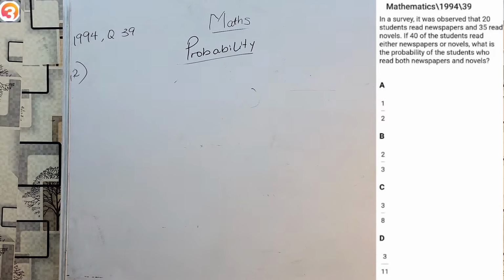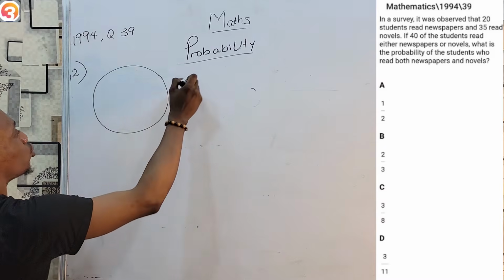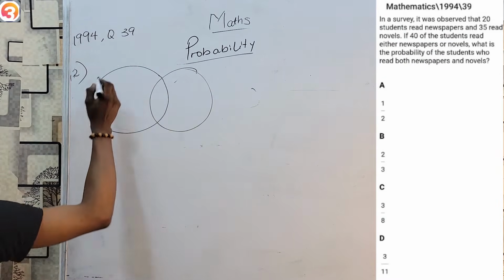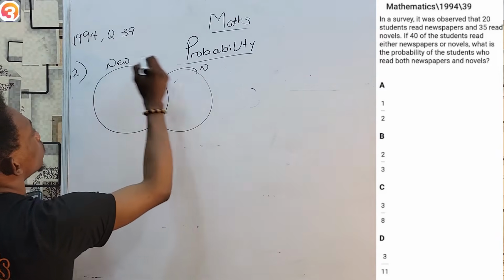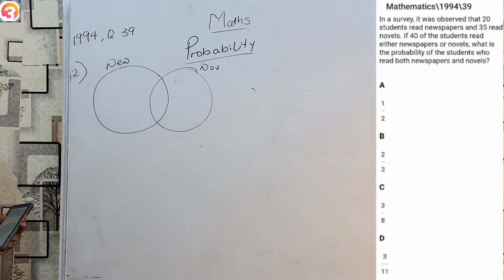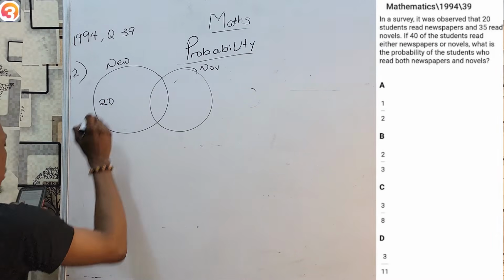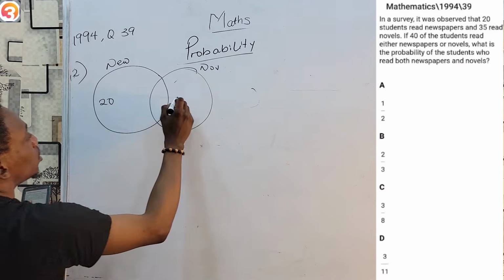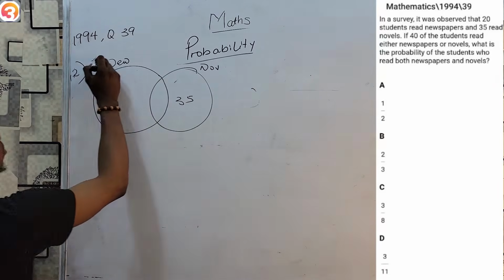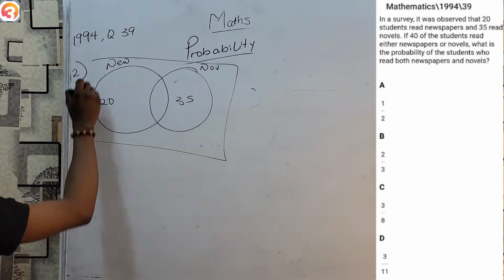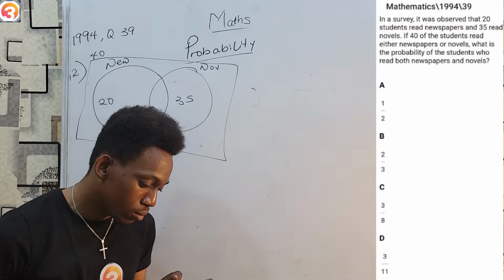Now, before the answers about probability, based on the nature of this question, your mind should go to sets, because some people are doing things that overlap. Let's call newspaper new and novel nov. We are told 20 read newspapers, while 35 read novels, while there are 40 that read either. So there are 40 people that make up this group, so people reading newspaper or novel must be 40 in total.